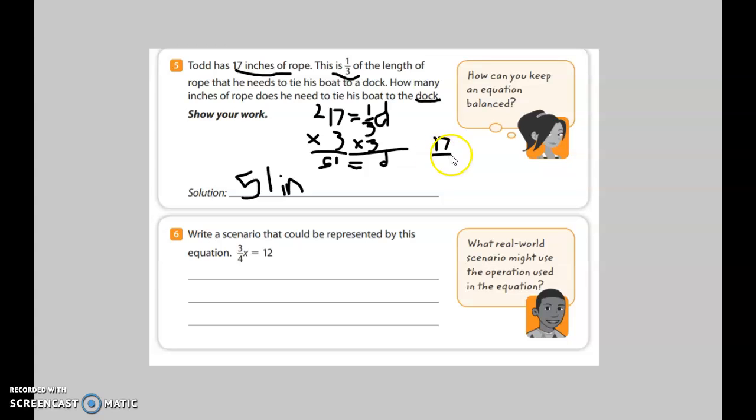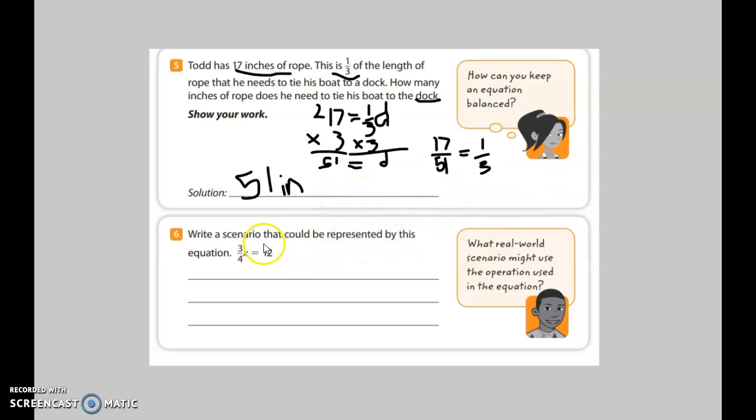Do 17 over 51 and then see if it equals the same thing as 1 over 3. So we would then multiply 17 times 3 and 51 times 1. Cross multiply, see if you end up with 51 over 51, which you should.